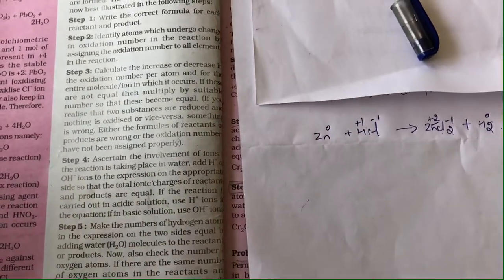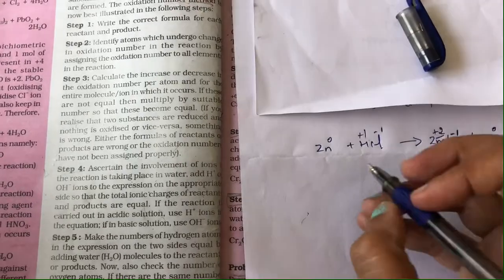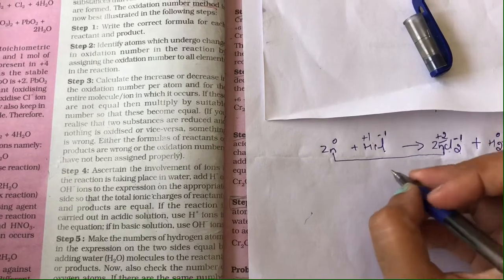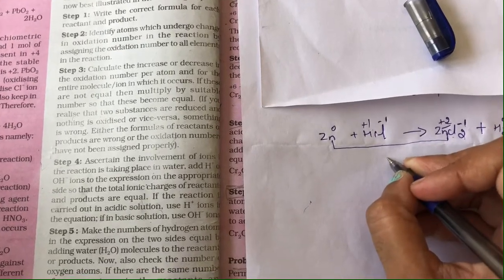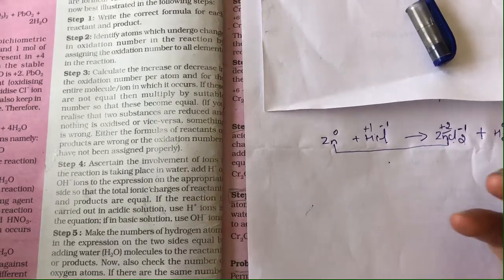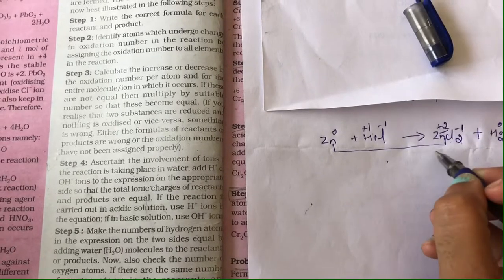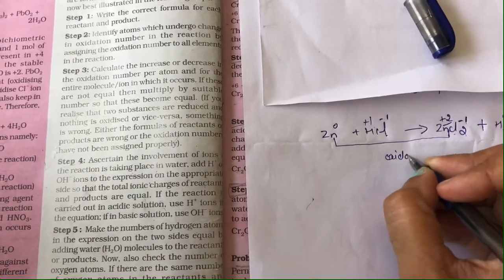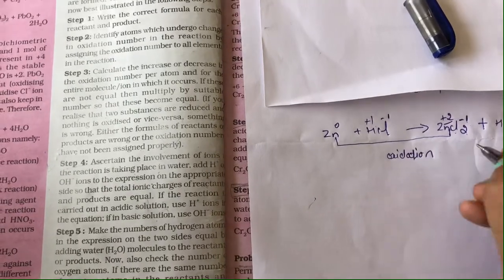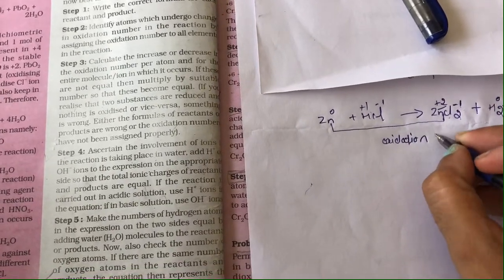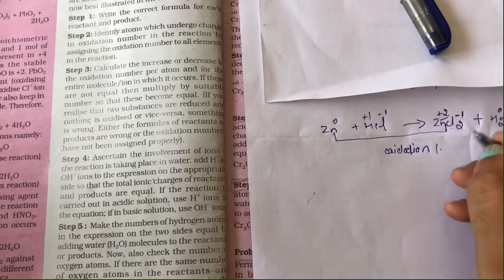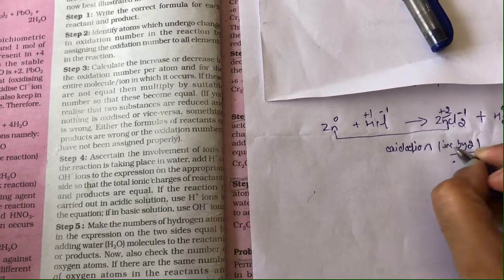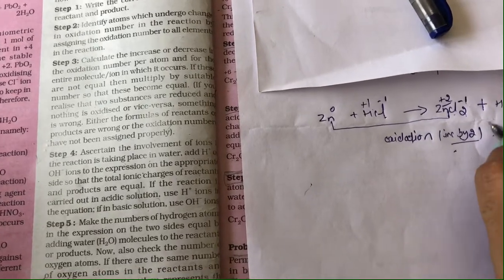As you can see here, in case of zinc there is a gain or loss of 2 electrons, plus 2 charge means there is the loss of 2 electrons. So we can say that oxidation is taking place, and the oxidation number increased by 2. The oxidation number increased, but the number of electrons is lost.